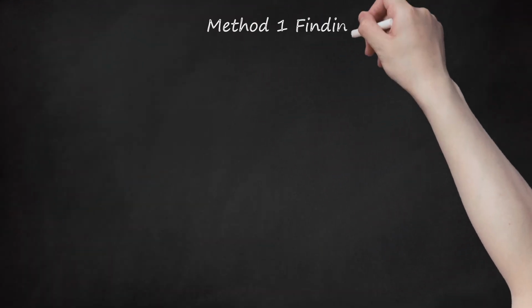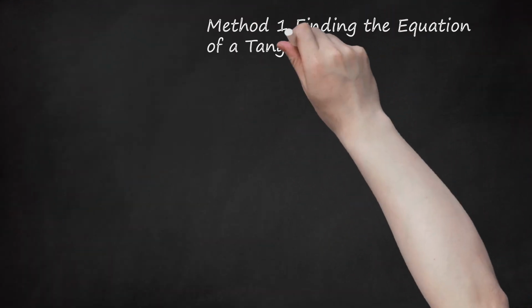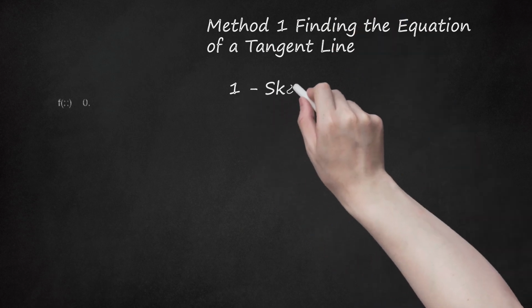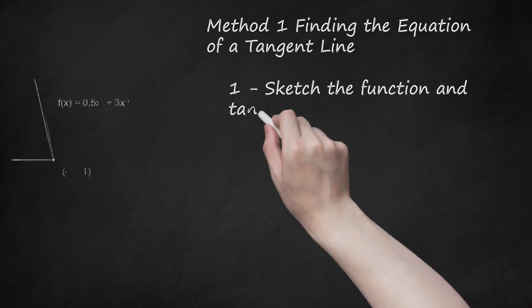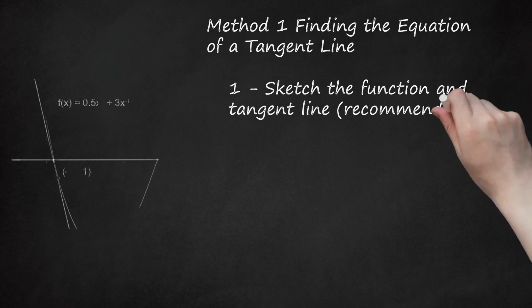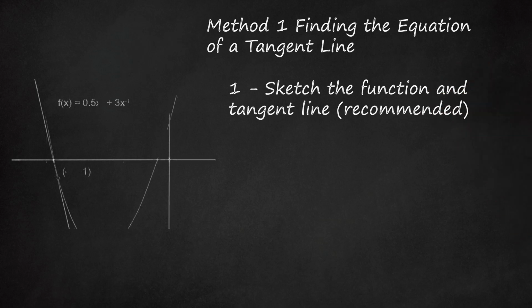Method 1. Finding the equation of a tangent line. 1. Sketch the function and tangent line, recommended. A graph makes it easier to follow the problem and check whether the answer makes sense.